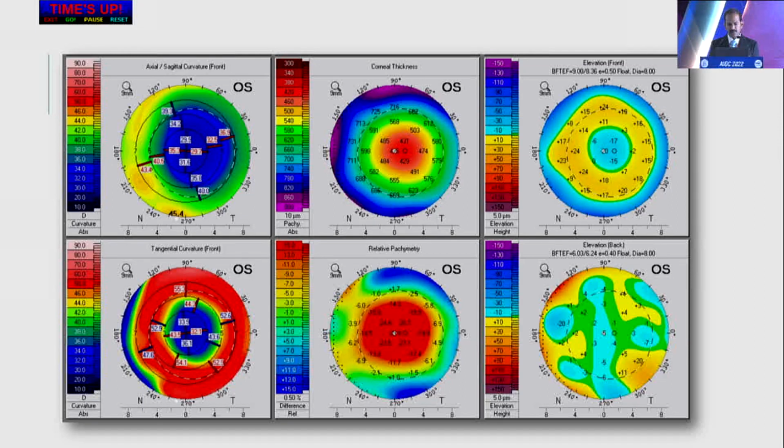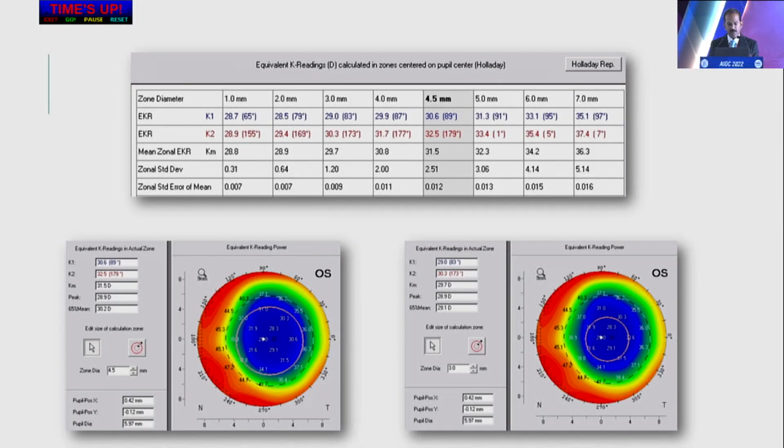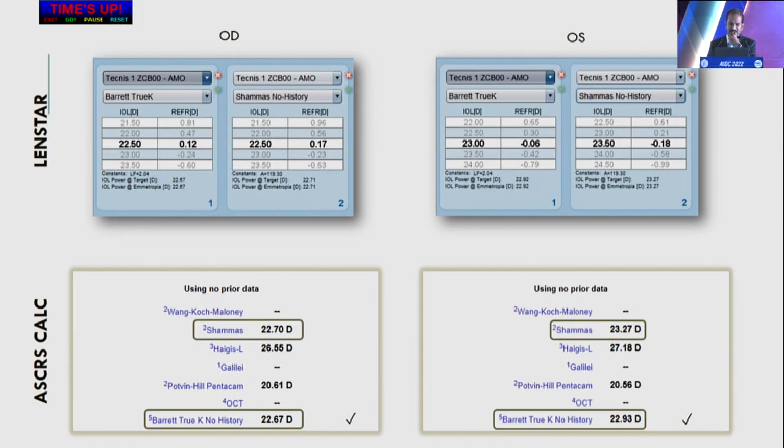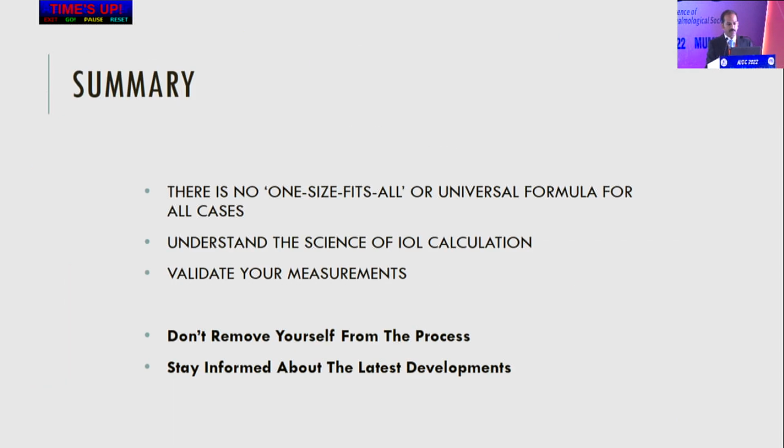It's a small case wherein, in this post-refractive patient, we did a LENSTAR calculation and an ASCRS calculation. You can see that both the Shammas and the Barrett True K values were absolutely corresponding for both calculations. So to conclude, remember there is no one-size-fits-all calculation method for all these cases.